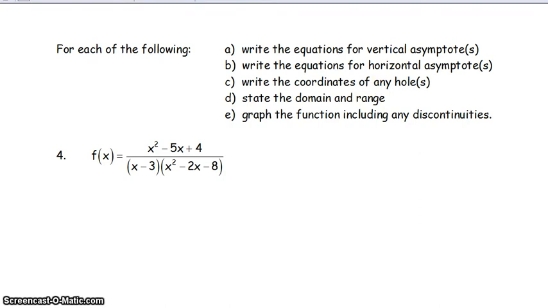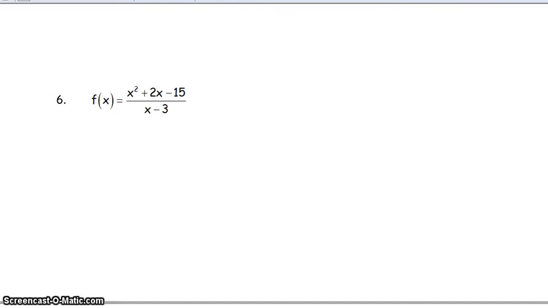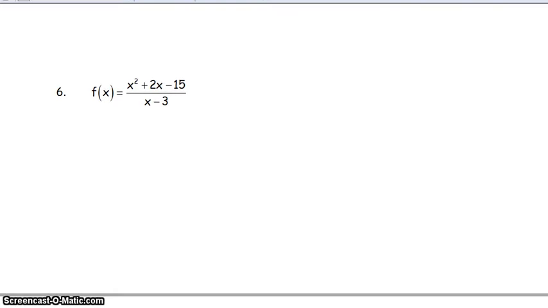So the first thing I always do is go actually do part D and do the domain. So for number 6, right now you should be able to see that for part D the domain is all x's such that x cannot be positive 3. And again, we get that from the bottom. Whatever makes the bottom 0 is a domain restriction.